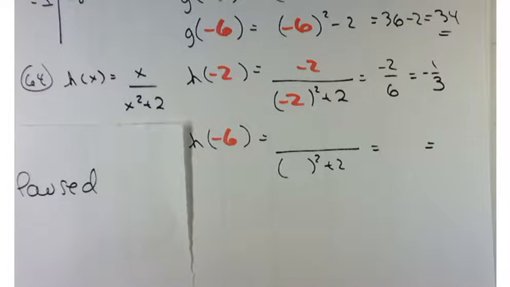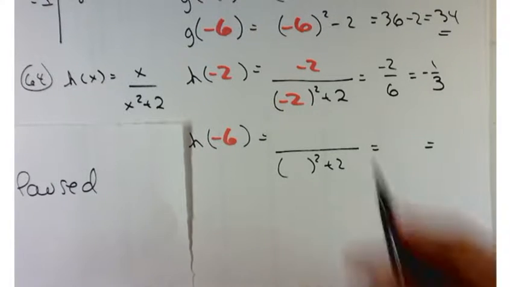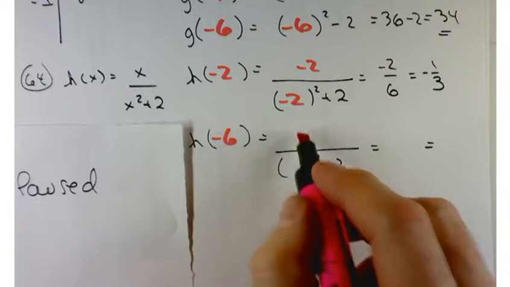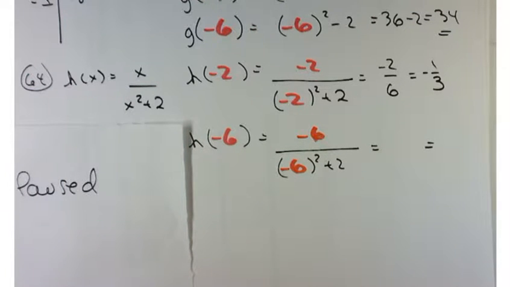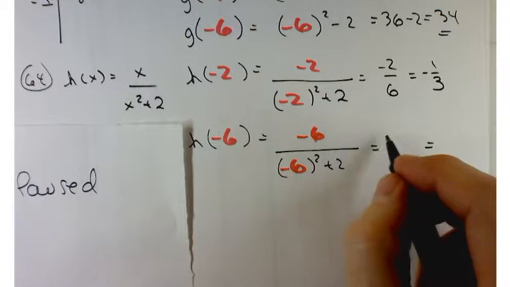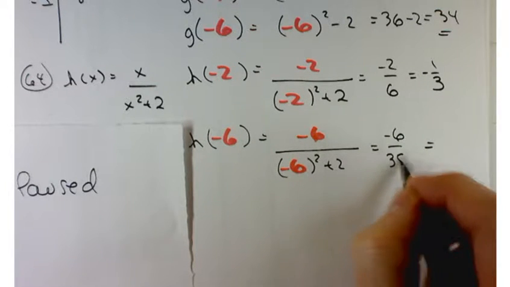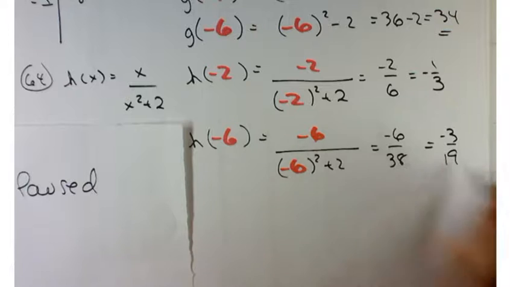H of negative 6. Remember to put it in lowest terms. If the number in the numerator and the number in the denominator are both even, that means it's divisible by 2. Okay, so negative 6 over negative 6 squared plus 2 is negative 6 over 38, or negative 3 over 19.